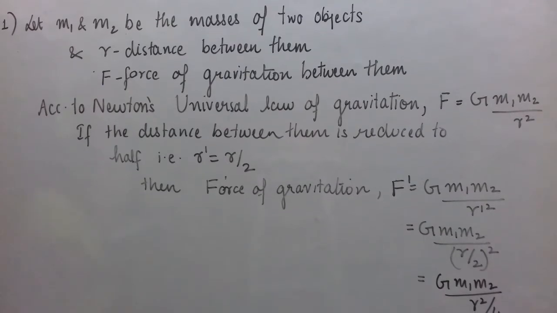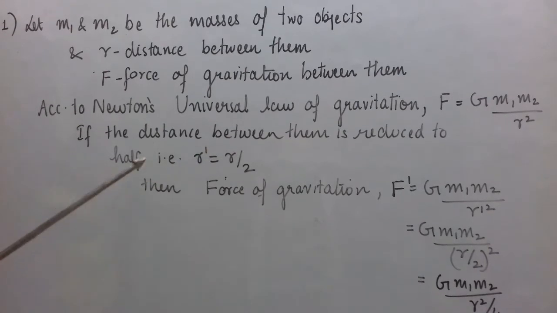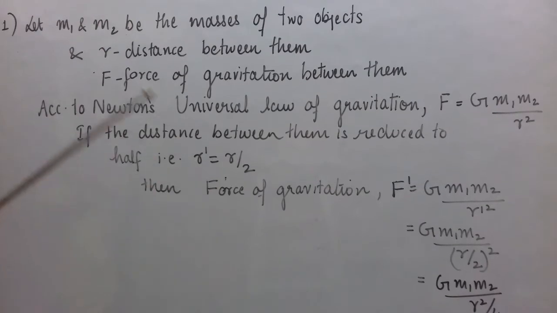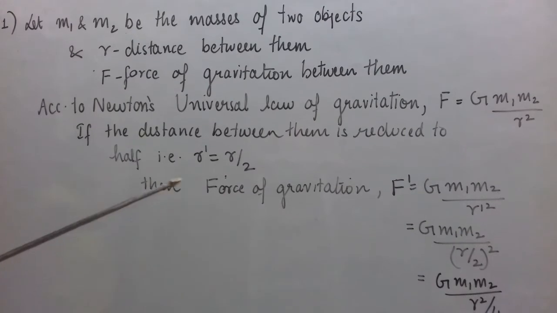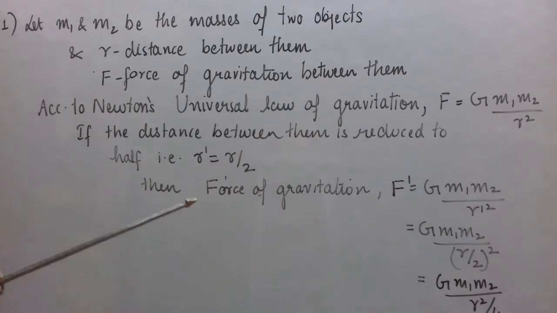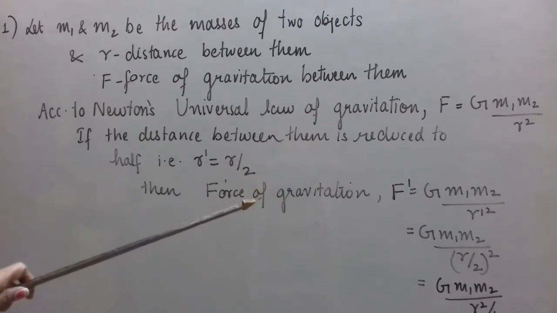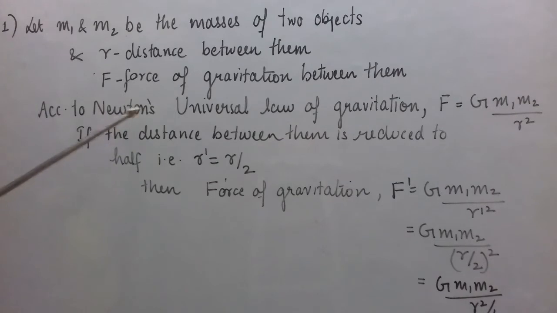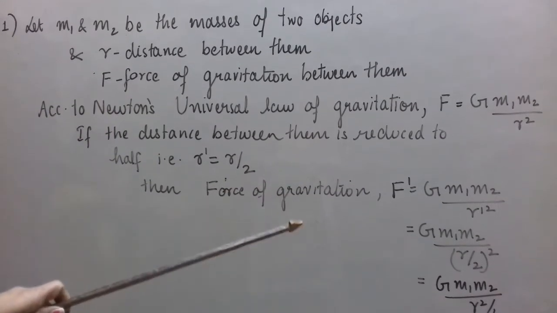Now, what is the question? How would this force change when the distance between them is reduced to half? If the distance between them is reduced to half, let us say the new distance is r dash, equal to half of this distance. R dash is r by 2. Then let us see how the force of gravitation changes. Let the force of gravitation now be represented by F dash. According to Newton's universal law of gravitation, F dash will be capital G m1 m2 over r dash square.